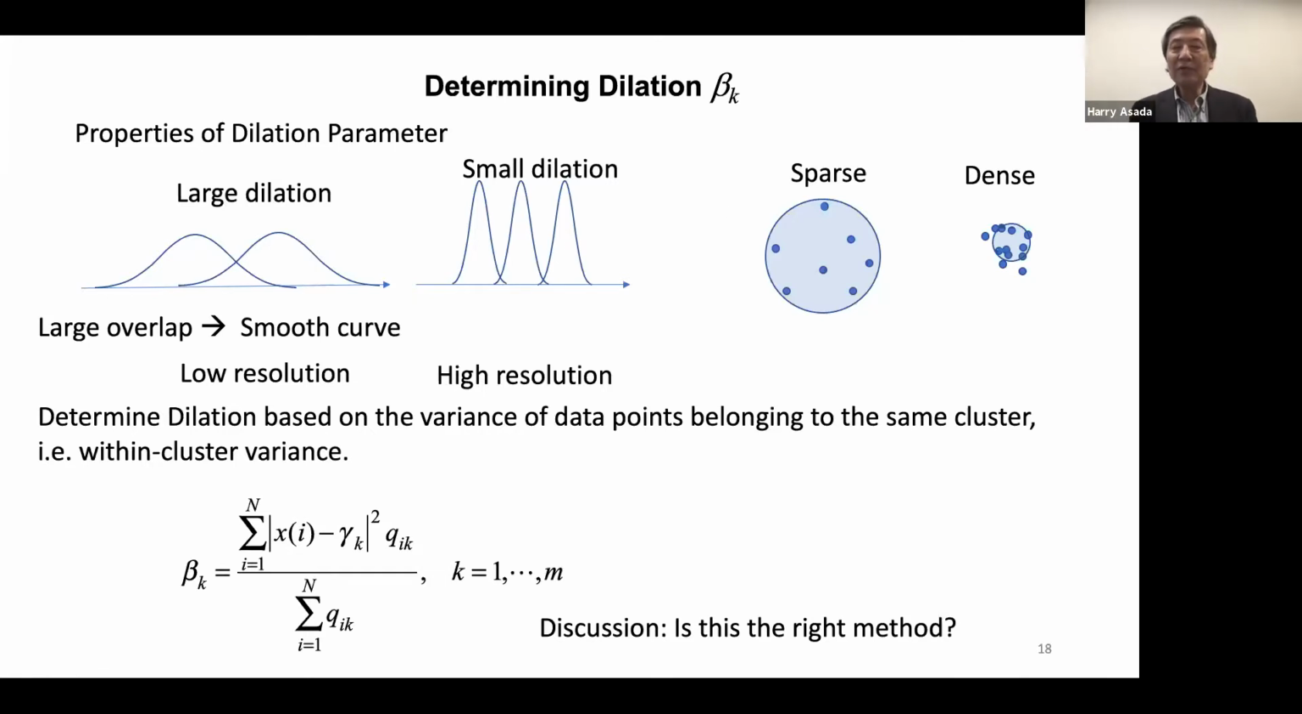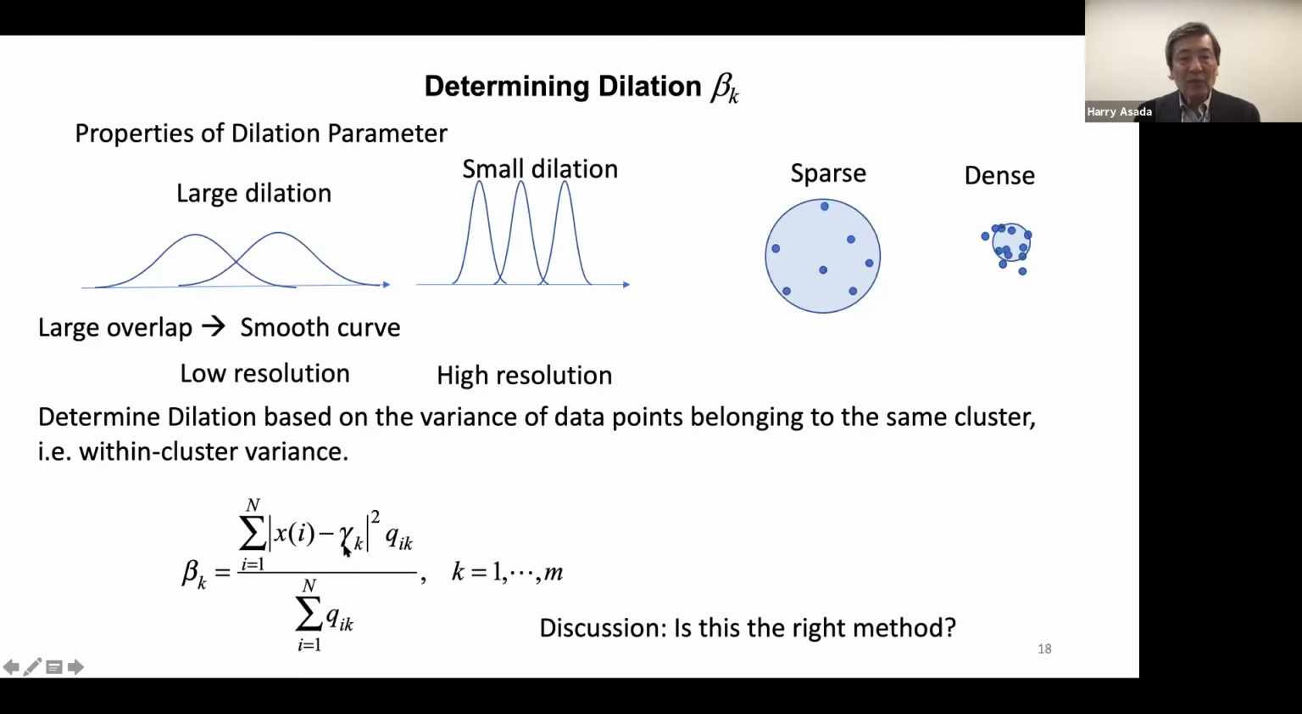So, to fine-tune the value of beta_k, it is reasonable to look at the density, excuse me, the distribution of the data in terms of maybe variance. So we compute the within cluster variance. Let's look at this term. This is the squared distance to the center point, right? For a cluster k.